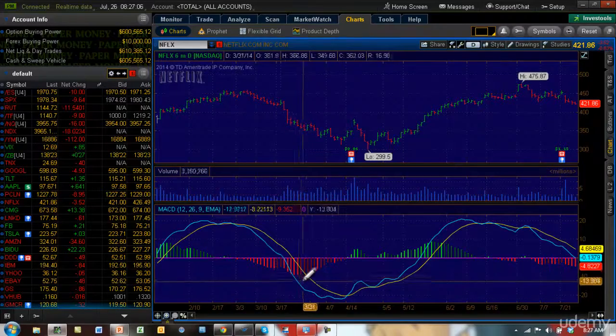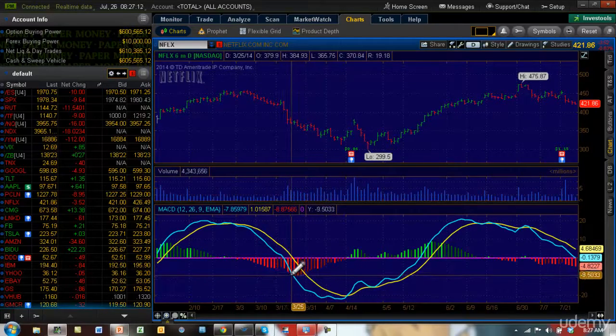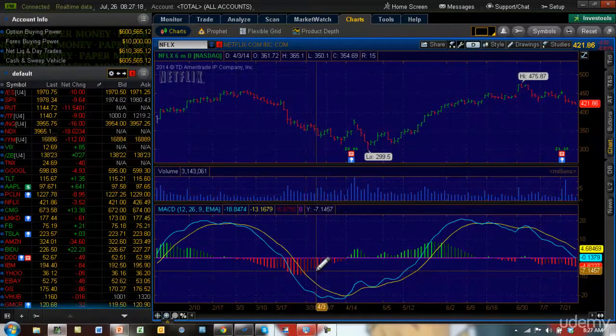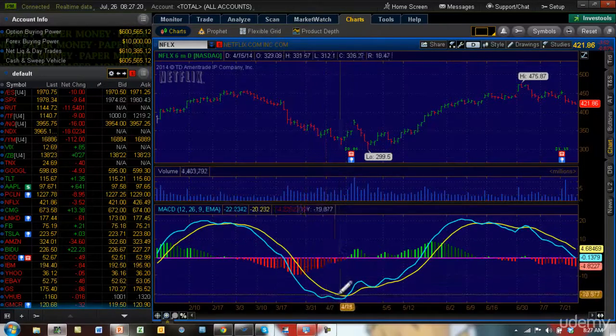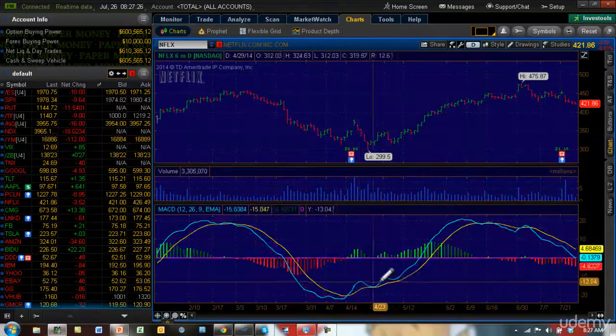However, it starts increasing again. So the momentum is increasing as long as the histogram bars are increasing in size. And when they stop increasing in size, in fact when they start decreasing in size, that's when it's losing momentum. And obviously if it crosses over, then it has lost its momentum.